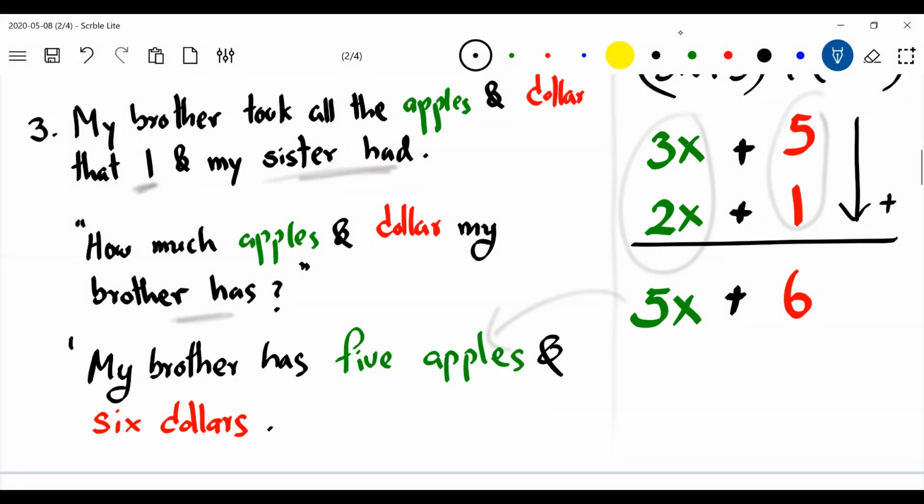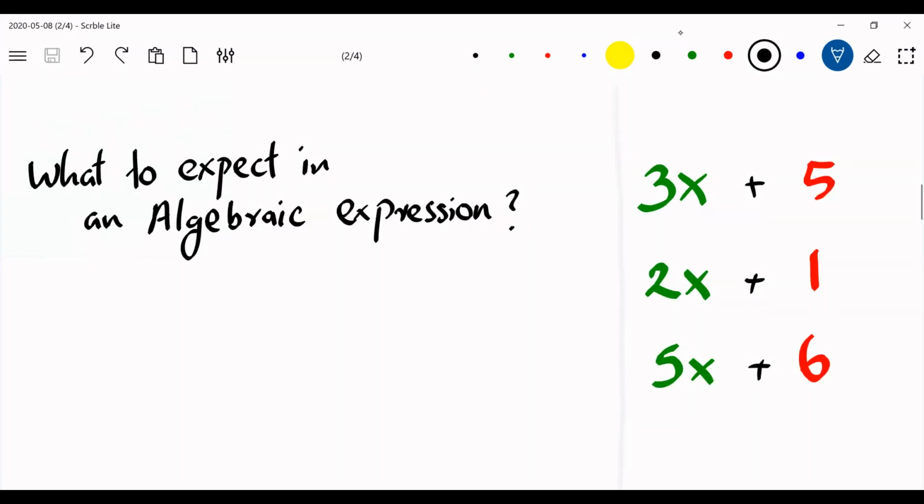So that mathematical expression, we can convert back into a statement. My brother has 5 apples and $6. So now we have 3 algebraic expressions: 3x plus 5, 2x plus 1, and 5x plus 6. And let's analyze them and try to understand them clearly.